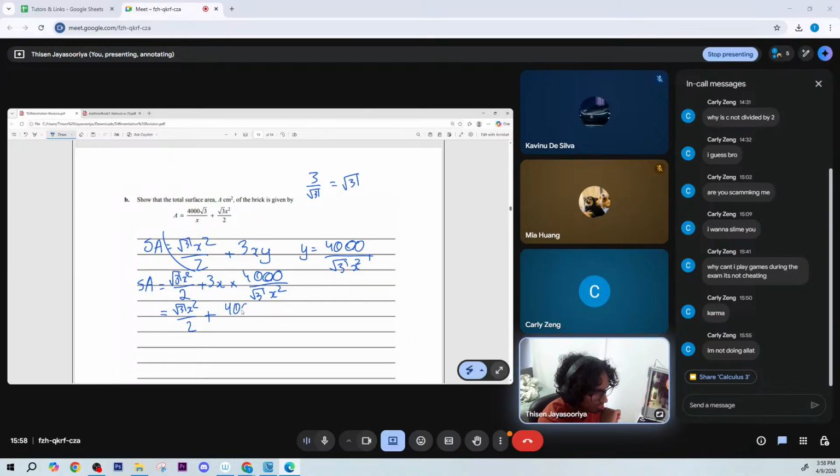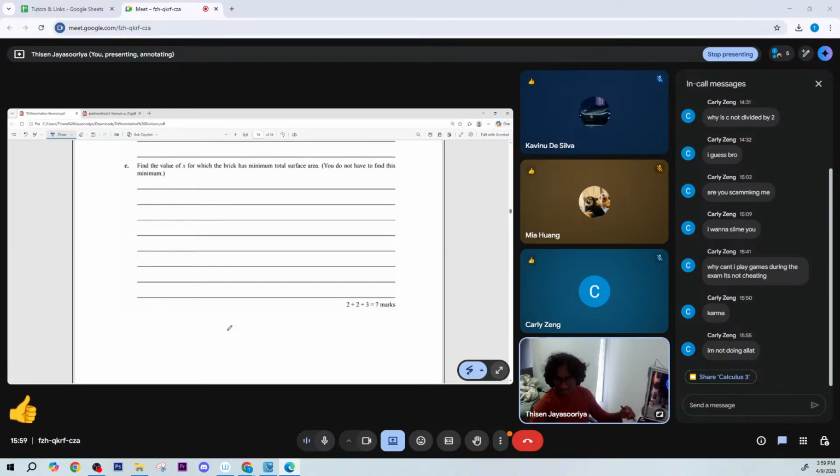So we get here 4,000 root 3 over x, because the x's will cancel out with one another, and we'll just be left with 1x down the bottom. And this root 3 will disappear after it's divided. So after we do 3 divided by root 3, we're left with root 3, so we're left with this expression. Does that make sense? Is that all good?